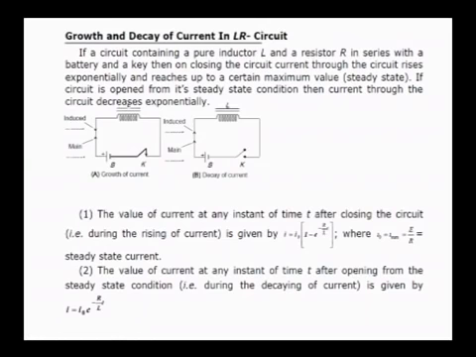Next, we have one more case, that is if a coil is connected to a battery, and this is a key. There is growth and decay of current in an LR circuit. LR circuit means along with an inductance, there is a resistance. If I consider R here, this is the inductor and this is the resistor.